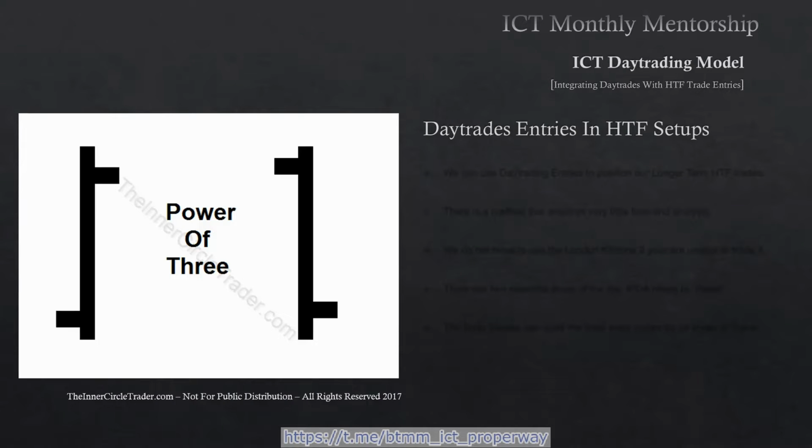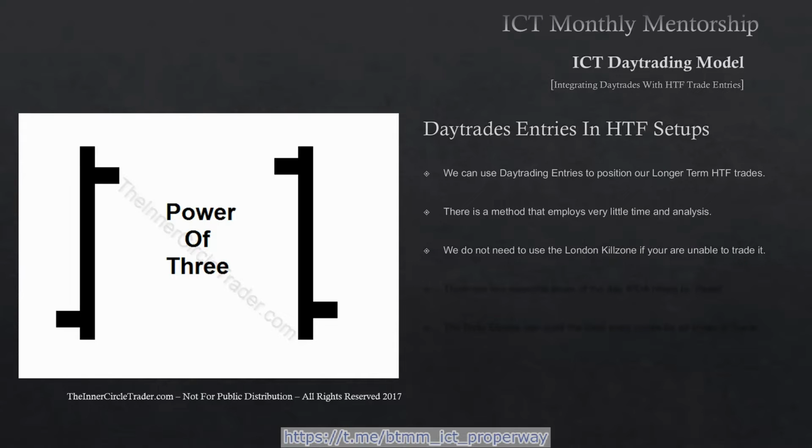Okay, folks, we're going to be revisiting Power 3, and we're going to be talking specifically about day trade entries and higher time frame setups. Now, we can use day trading entries to position ourselves in our longer term, higher time frame trades. And it's a method that employs very little time and analysis.